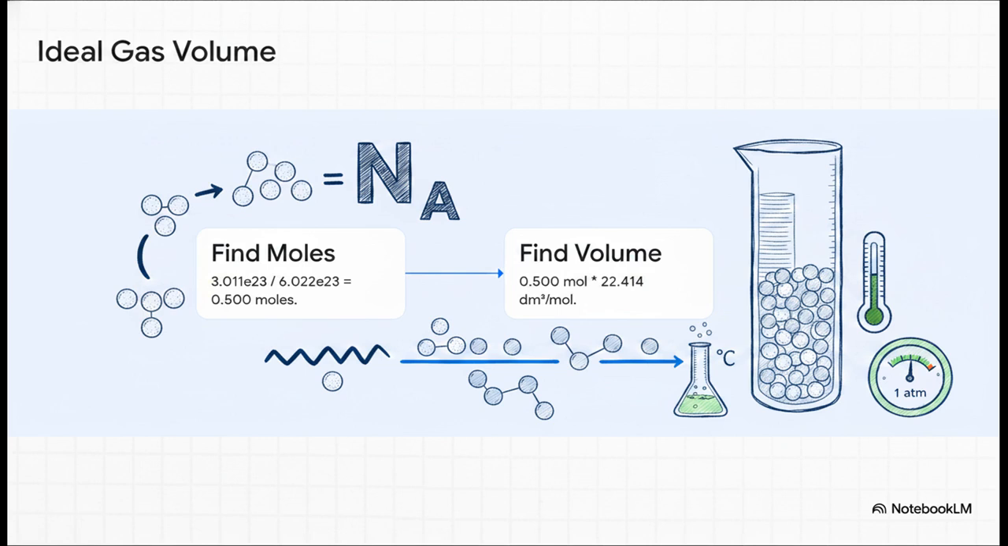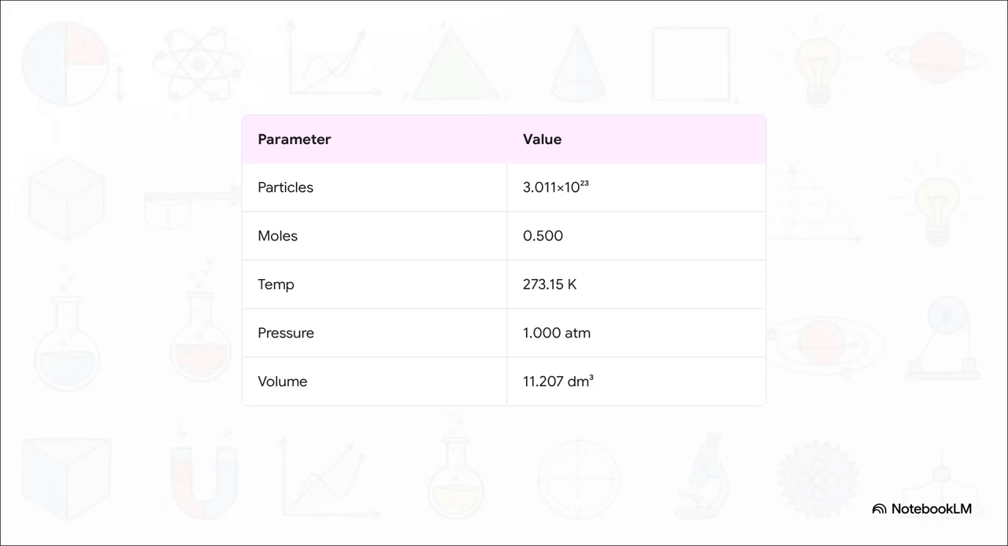Step 2, because we are at standard temperature and pressure, indicated by that 273.15 Kelvin and 1 atmosphere, we can go ahead and use standard molar volume. We just multiply our half mole by 22.414 decimeters cubed per mole. Bringing it all together, you can just logically trace the calculations right down the board here. We go from our initial massive particle count and cleanly translate that into exactly half a mole. And then, under those standard temperature and pressure conditions, that gives us a final, perfectly precise volume of 11.207 cubic decimeters.